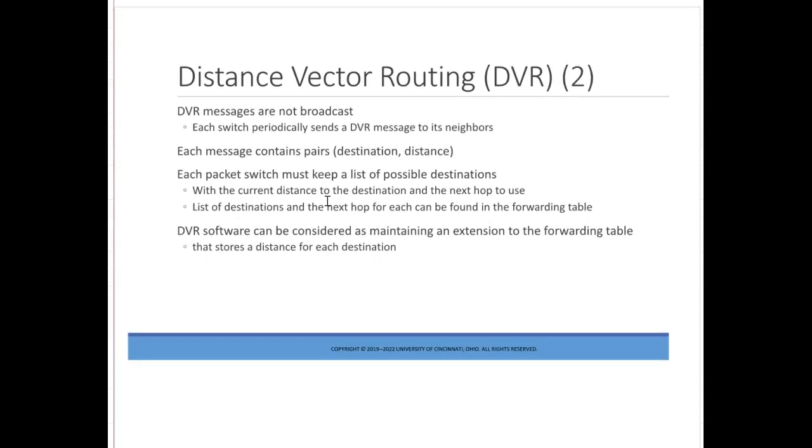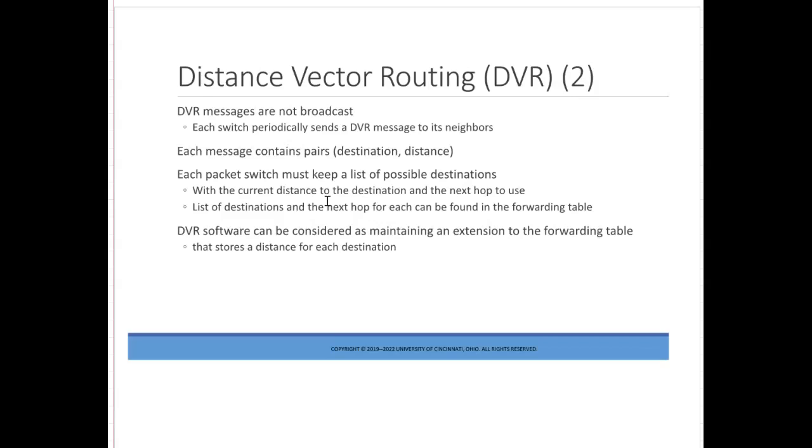DVR messages are not broadcast. Each switch periodically sends a DVR message to its neighbors. The messages contain pairs listing the destination and distance, in the form (destination, distance). And each packet switch must keep a list of possible destinations along with the current distance to the destination and the next hop. The list of destinations and the next hop for each can be found in the forwarding table.